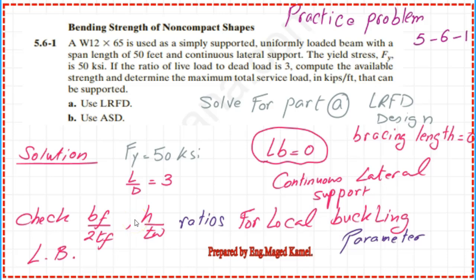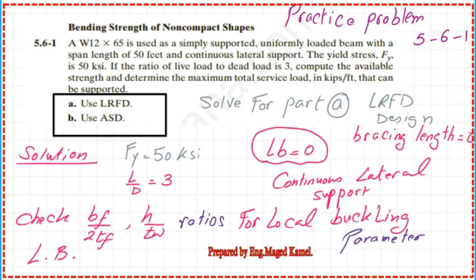There are parts A and B. For the first part, part A says to use the LRFD design. The second part, part B, requires an ASD design. First, we will solve part A, which is the LRFD design.